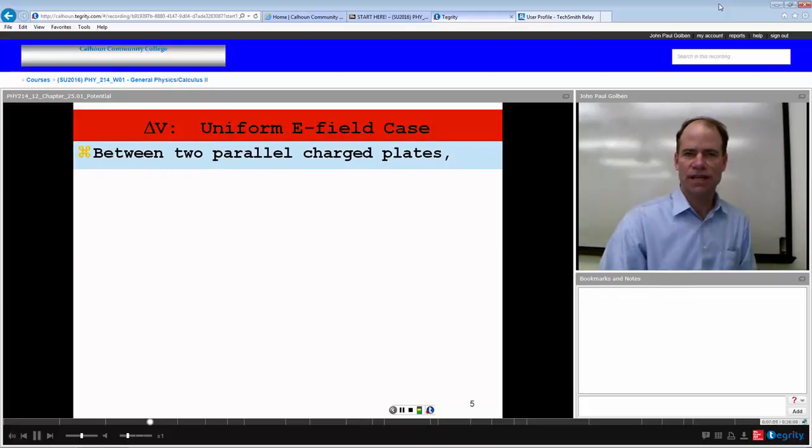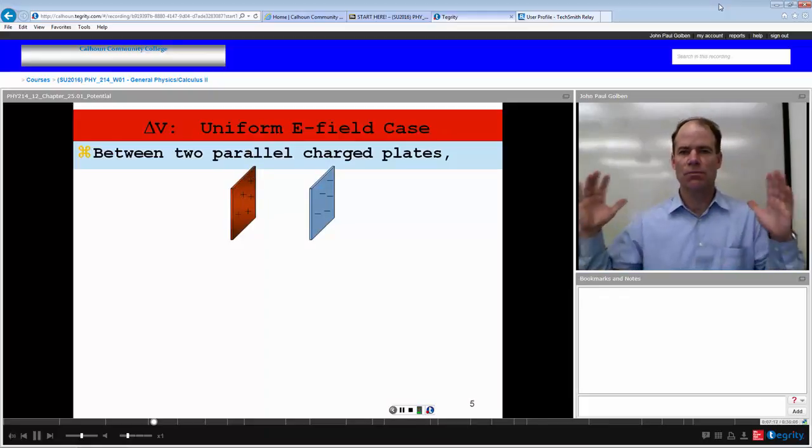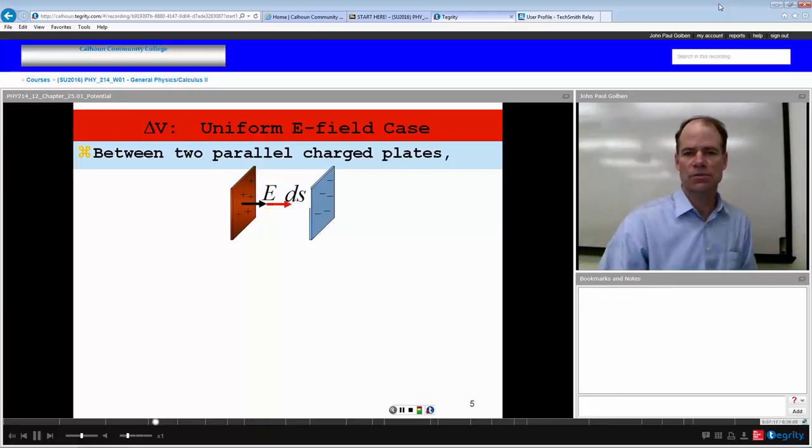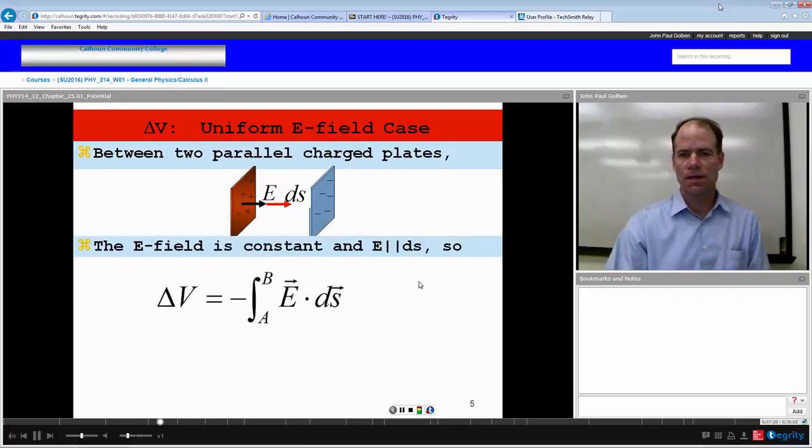Consider this change in potential, this delta V that we've been talking about. In a uniform electric field, uniform being a constant field, we could possibly get that if we had 2 parallel large charged plates. And between those plates would be a constant electric field. And if we had a constant electric field and we had a displacement of a charge along that field, like a ds, then they both would be in the same direction. So the E field is constant and parallel to our displacement ds. If that's true, then E dot ds would be equal to E ds cosine 0.